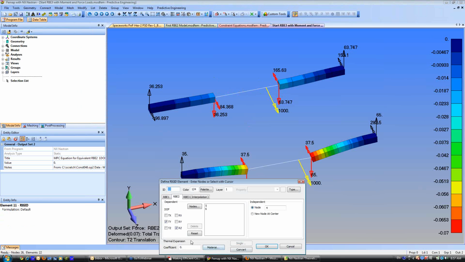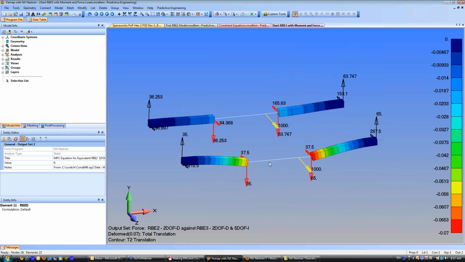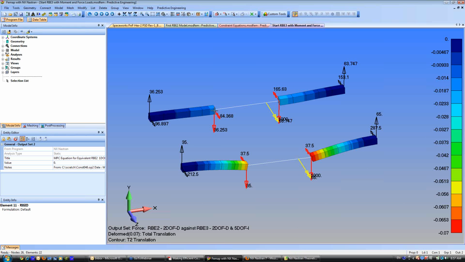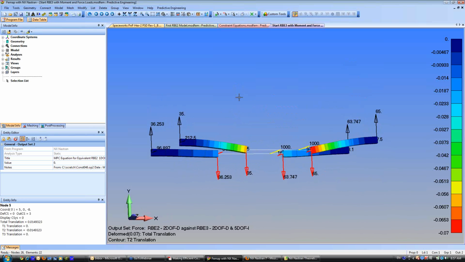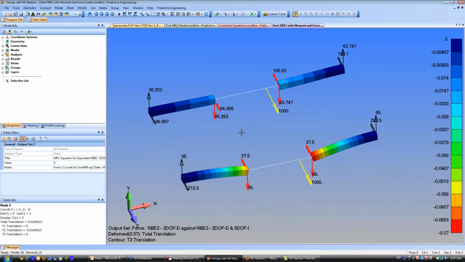And let's look at what I've defined. I've said that I want that to move in the y direction and the z direction. So what it's going to do is tie these nodes, it's going to make this move as a rigid bar. And if you look at the displacements, the T2 translation is minus 0.0149. And over here, the T2 is minus 0.019. So they're not quite tied together, but they're moving via this moment.